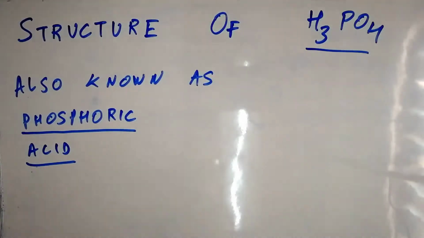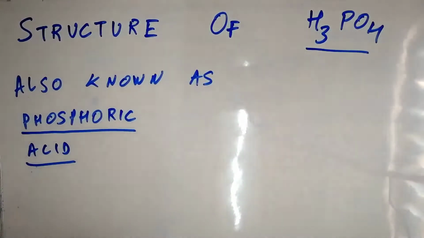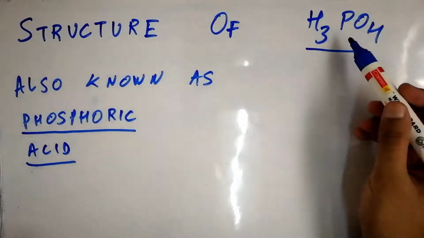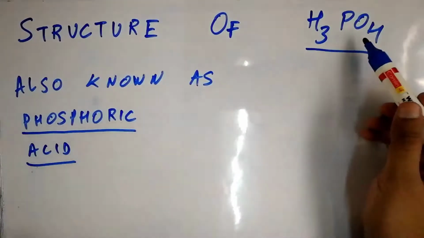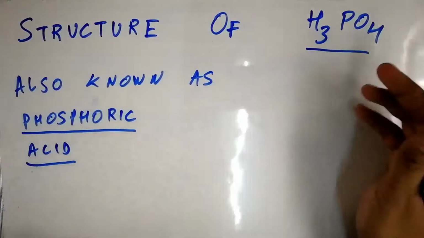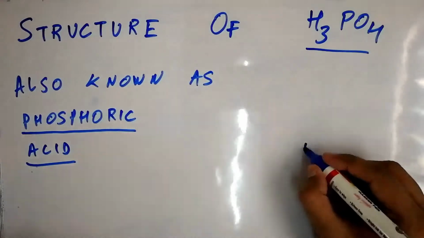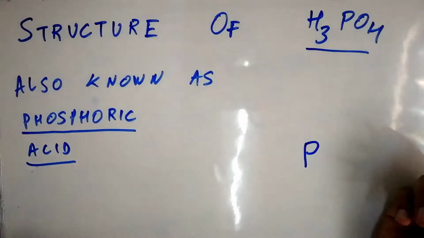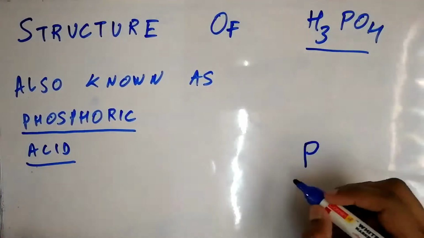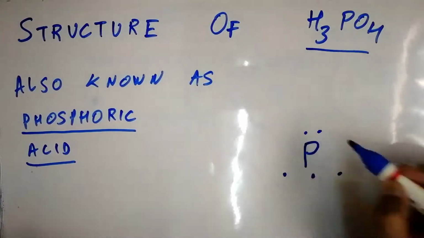Okay, so we are going to write the structure of H3PO4. It is also known as phosphoric acid. So let's begin. The central atom in H3PO4 is phosphorus, and as you know, phosphorus has 5 valence electrons. So we'll write P, and it has 5 valence electrons: 1, 2, 3, 4, 5.